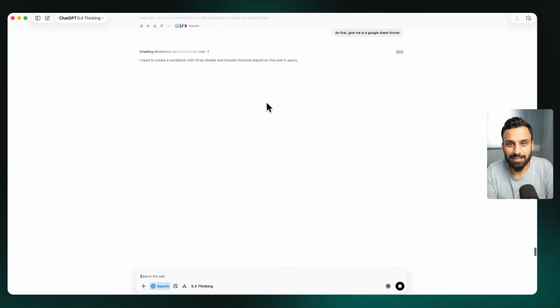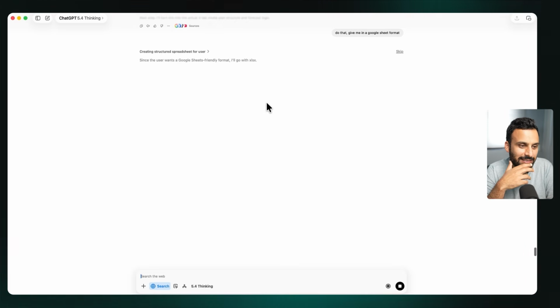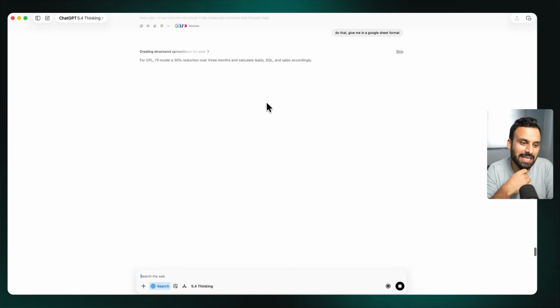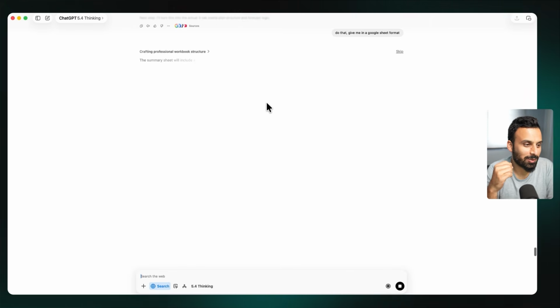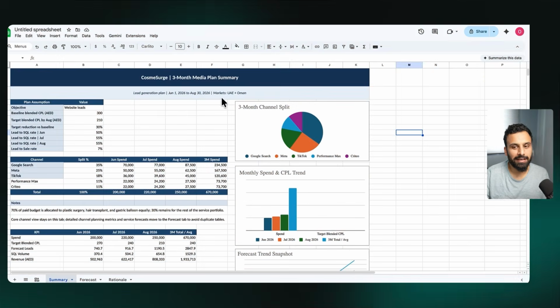Otherwise, I'll have to download the Excel and upload it in Google Sheets, and it's just 30 more seconds, but let's see if it gives me a Google Sheet directly. Okay, we are getting curious. Can you please show us the media plan now? You're taking too long to think. Okay, finally we have the media plan here.